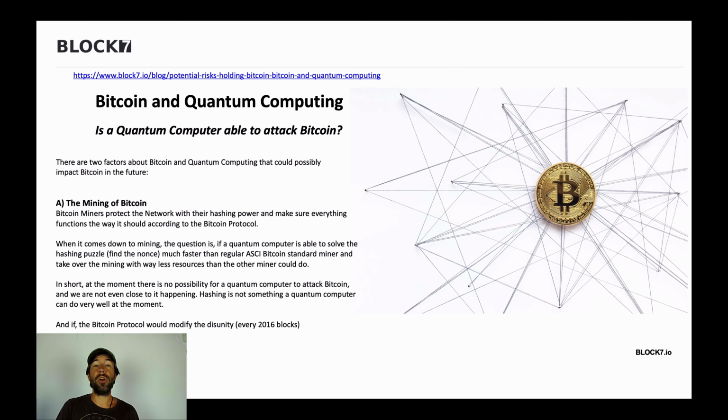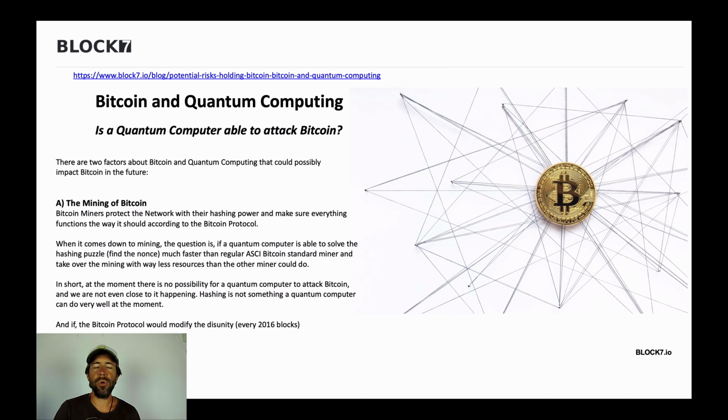Let's look at the next slide. Here we have Bitcoin on quantum computing. Is a quantum computer able to attack Bitcoin? In this case, we talk about the mining part. So I separated into mainly A and B, and you will see B is again separated into some other parts. But now let's look at the mining. What could happen in the mining space?